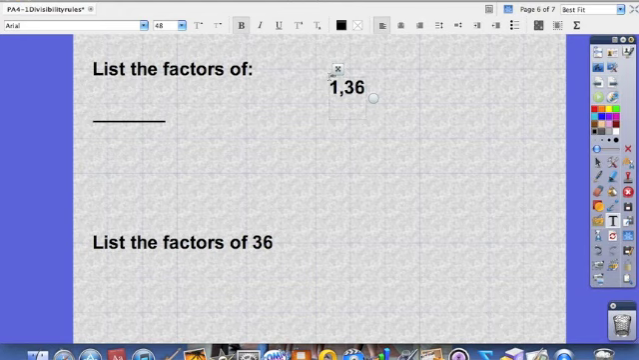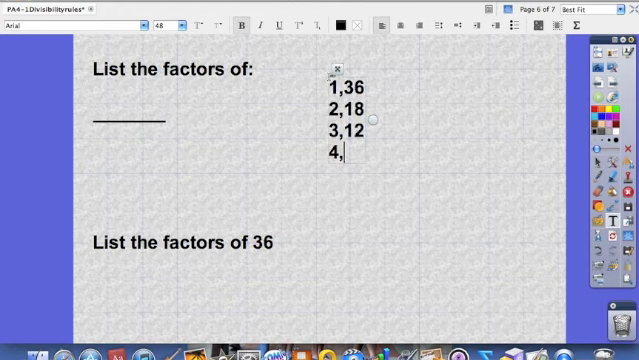Next, we use our divisibility rules. Does 2 go into 36? Yes, it ends in an even number. So 2 times 18 would give me 36. Now let's check for 3. Does 3 go into 36? Well, the digits 3 and 6 are 9. 3 goes into 9, so 3 also goes into 36, and it goes in 12 times.